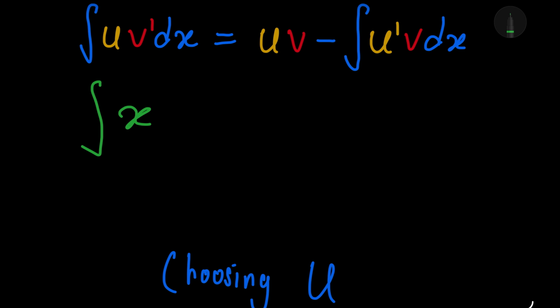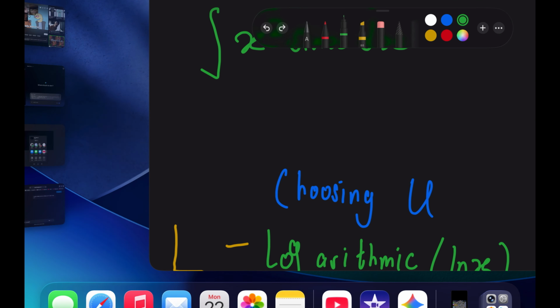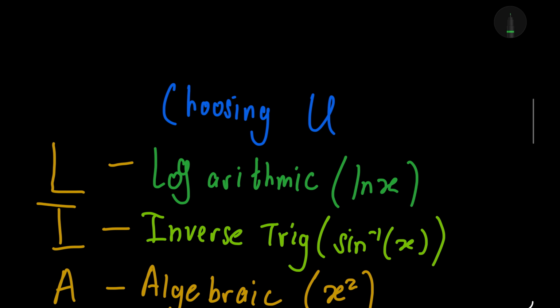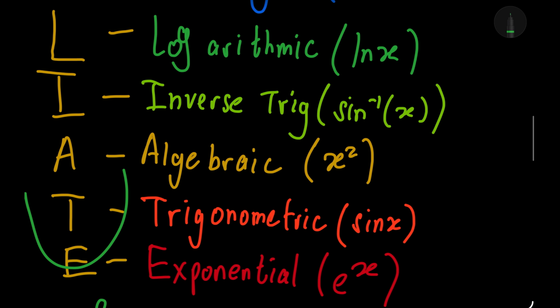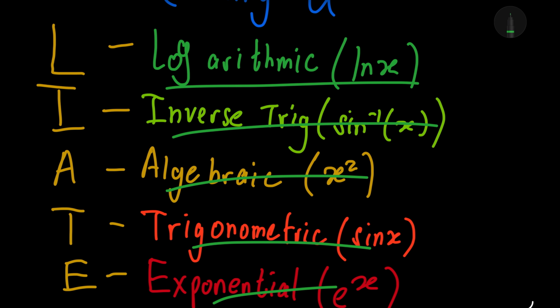Let's take the integral of x squared sine x dx. Now we have to label one of these as v prime and one of these as u. Okay, well, how do we know which one we label? The process that will help us choose is called LIAT. Now LIAT is basically just a mnemonic for the different types of functions that u could be.